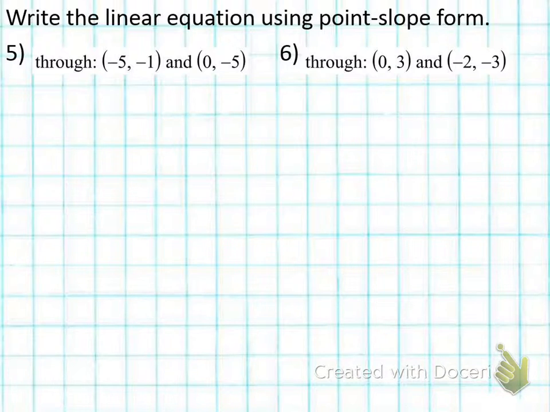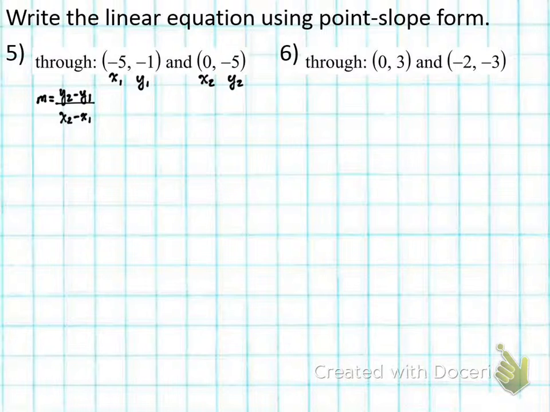Okay, we're at 2 points, -5, -1, and 0, -5. So, first thing we want to do, we know the slope up here? No, so how do we figure out the slope? What's the formula for slope? M equals y2 minus y1 and x2 minus x1. Where do we write x2 minus x1? Under a fraction, good. Okay, so we're plugging these in, right?